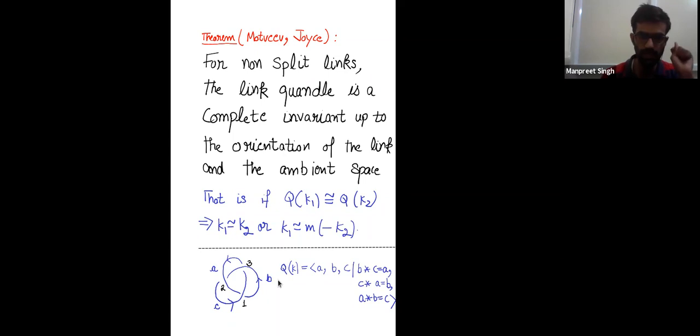So here is an example of how to write a presentation of a knot quandle. We have a trefoil knot diagram. We label the arcs A, B, and C, and we follow the same rule as we have seen before, writing the relations at each crossing point. If we travel along this, at the first crossing we are getting A from B by acting with C. This is an overcrossing, so we get the relation B star C equals A. Similarly, at the second and third crossings, we can get the relations.